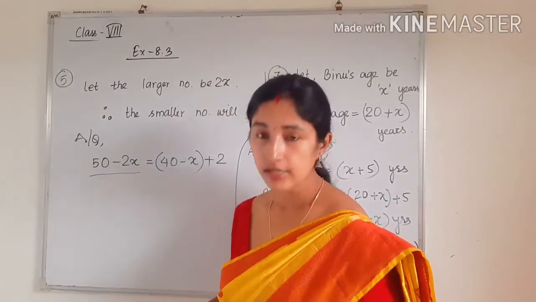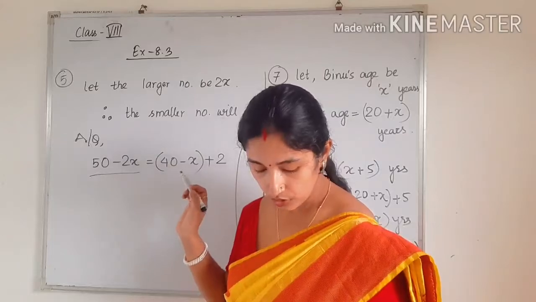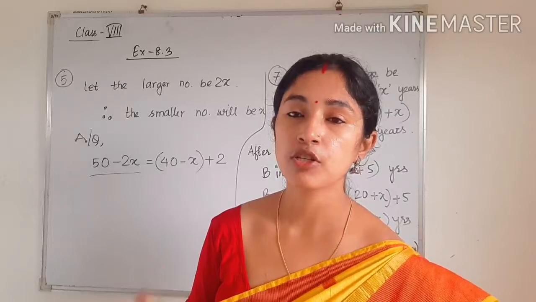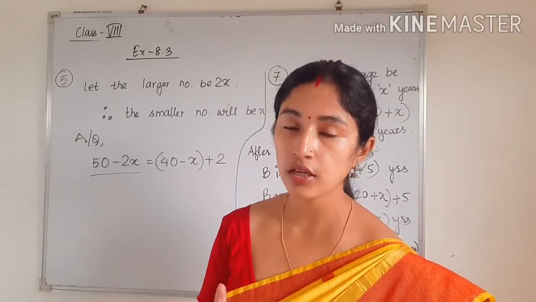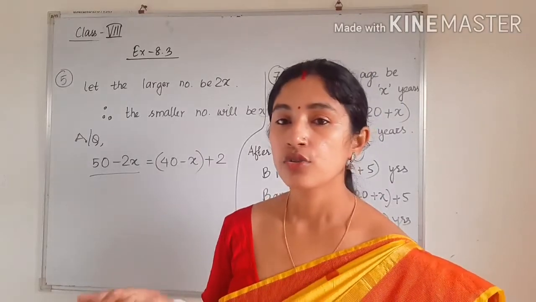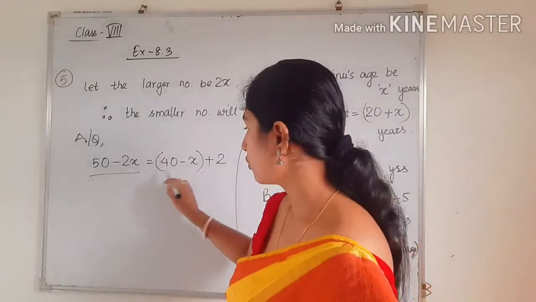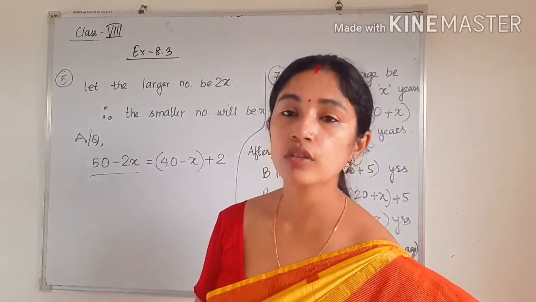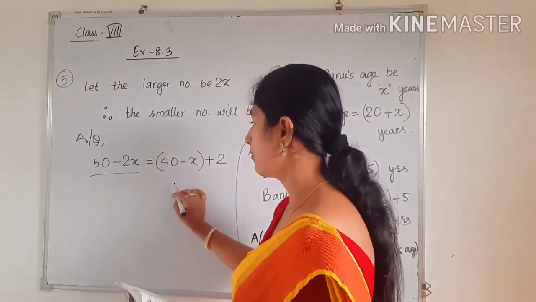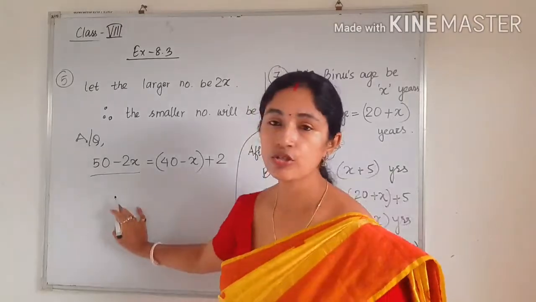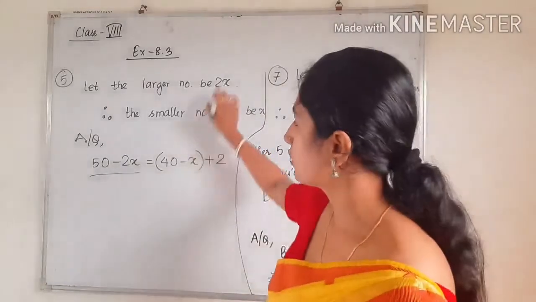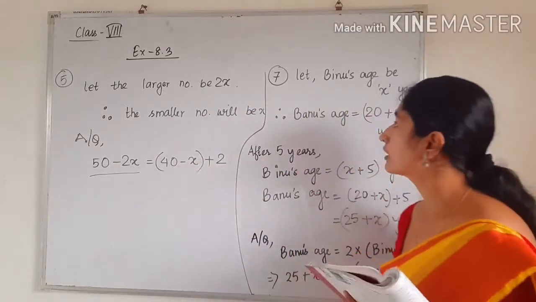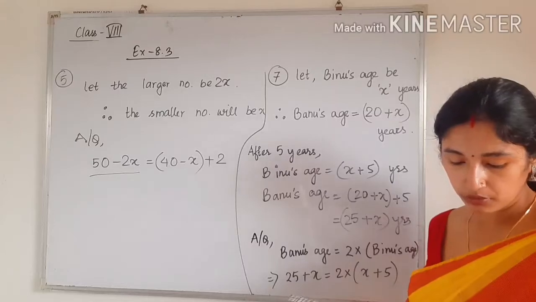The result is, that means you have to write equal to, 2 more than when the smaller is subtracted from 40. That means the smaller number is x here. So we have to subtract x from 40. That will be 40 minus x. And you have to add 2. It is already written that 2 more than, that means you have to add 2 here. Now you have to solve the equation to find the value of x and 2x. So you will get the larger and the smaller number. Now come to the next question, question number 7. So try to do question number 6.